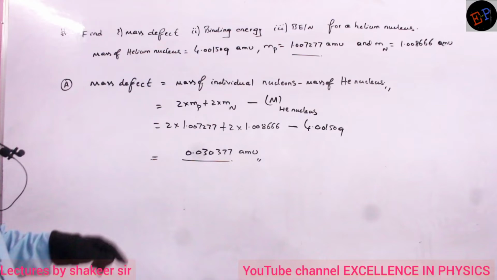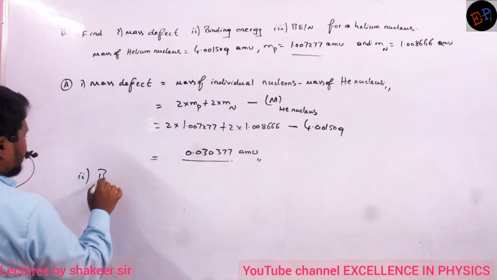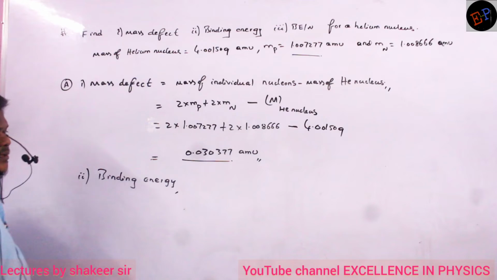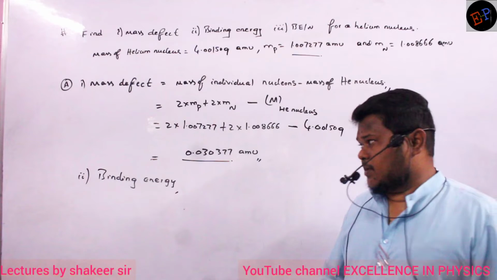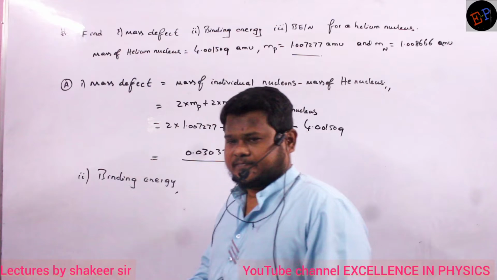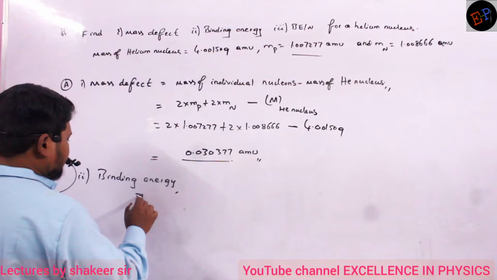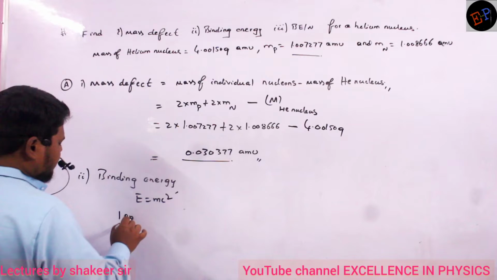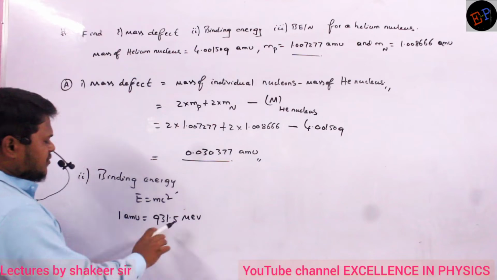Then what is he asking? The second one he is asking is binding energy. How can I calculate binding energy? I have calculated the mass defect, the amount of mass which has disappeared. You can calculate binding energy by 2 methods. Either by E is equal to mc square, or, as we have already studied, if 1 AMU is converted into energy, it will release 931.5 million electron volts of energy.